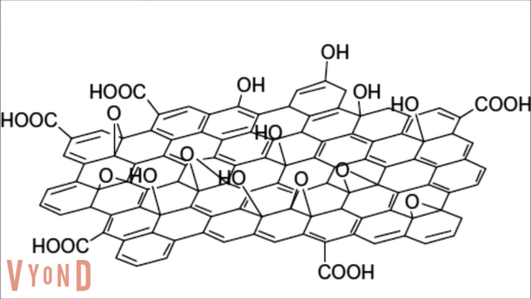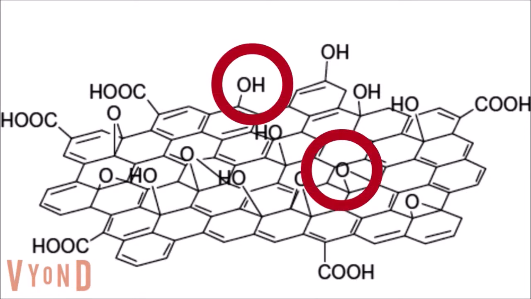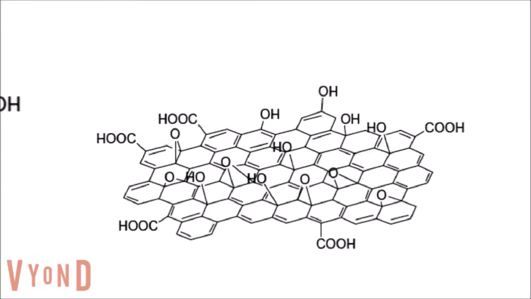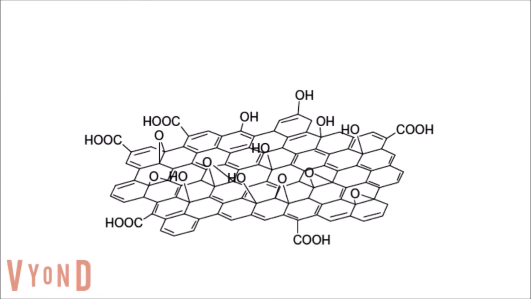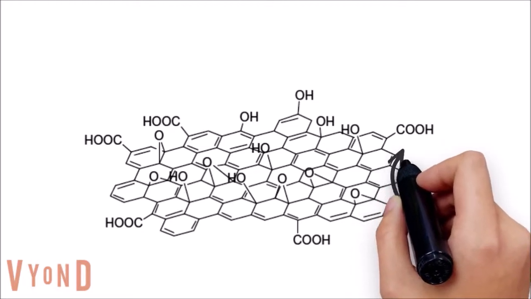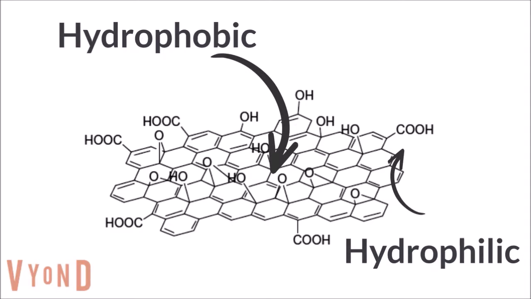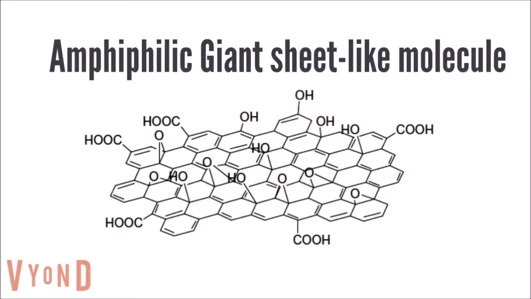Graphene oxide structure consists of a single atomic carbon sheet with hydroxyl and epoxide groups above and below each plane, and carbonyl and carboxyl functional groups attached to the edge of the graphene sheet. So, due to the functional groups, the edges of the graphene oxide sheets are hydrophilic, whereas the basal plane is hydrophobic, and the result is an amphiphilic giant shell-like molecule.